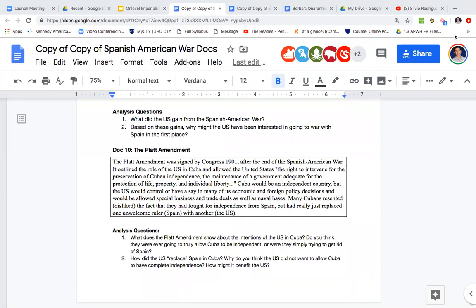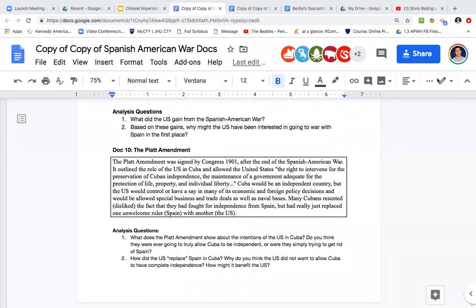We win the Spanish-American War. It outlined the role of the U.S. and Cuba and allowed the United States the right to intervene for the preservation of Cuban independence, the maintenance of a government adequate for the protection of life, property, and individual liberty. Cuba would be an independent country, but the U.S. would control or have a say in many of its economic and foreign policy decisions, and would be allowed special business and trade deals as well as naval bases. Many Cubans resented the fact that they had fought for independence from Spain, but really had just replaced one unwelcome ruler with another, the United States.